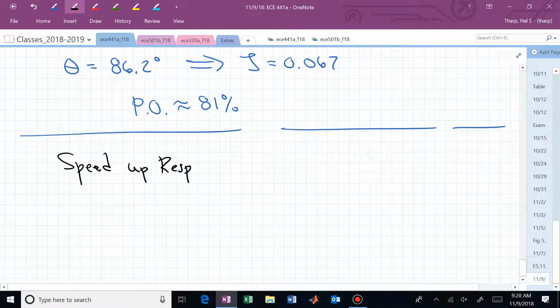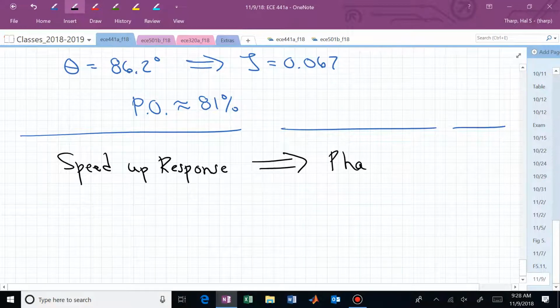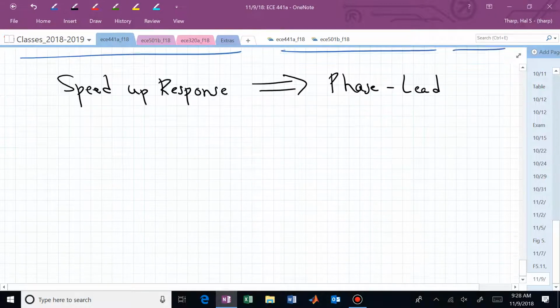So let's say we want to speed up the response. That means that we want to drastically change the root locus shape, and that means what kind of a controller, if we want to start just one nudge up from a pure gain? Now maybe we want a first order controller, we maybe want just one pole, then maybe a zero. What kind of phase do we want? Lead or lag? Phase lead is what we want. So now let's look at what we might be able to accomplish with a phase lead.